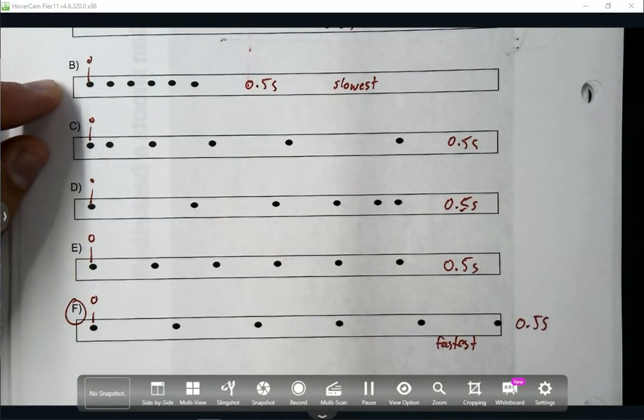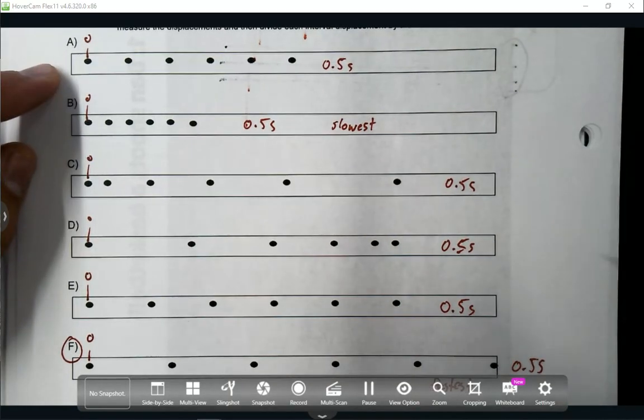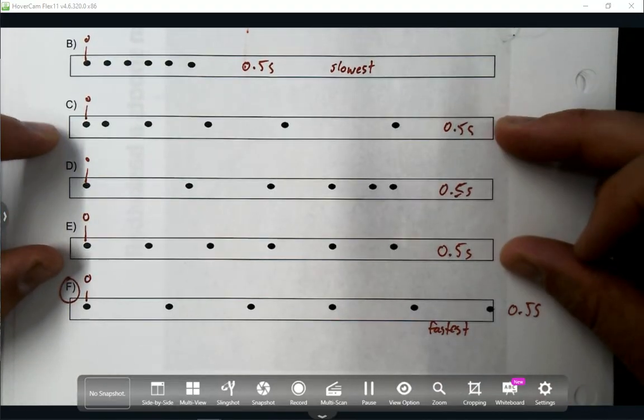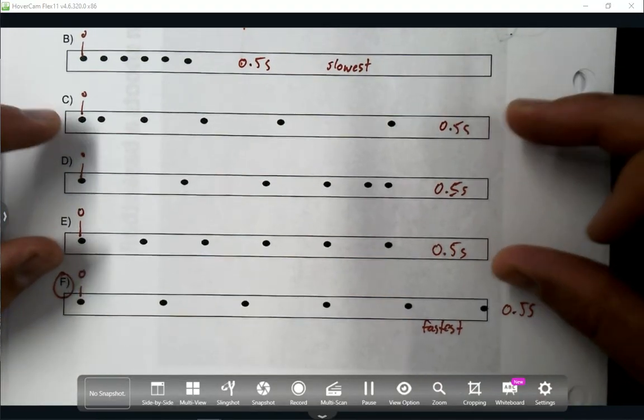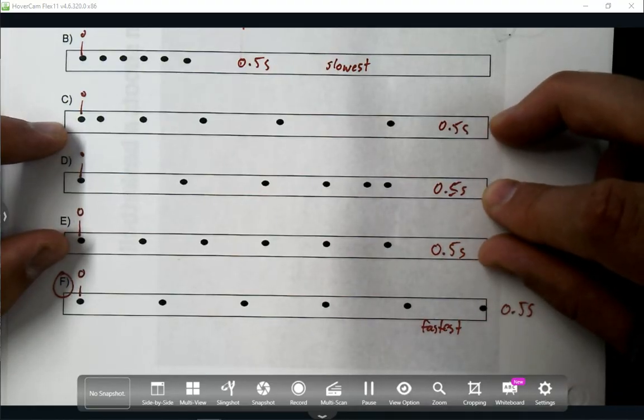Which one is the next fastest after B? Or sorry, next slowest, I should say. A. And then I made this sort of rambling conversation about these two having the same average velocity. Could we even agree that this one in the middle has the same average velocity?